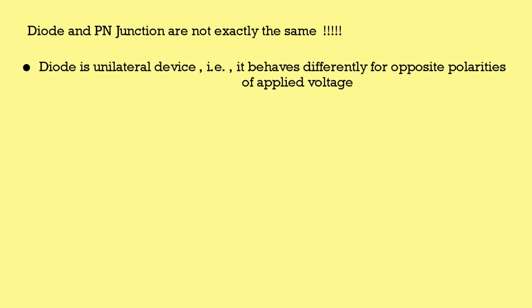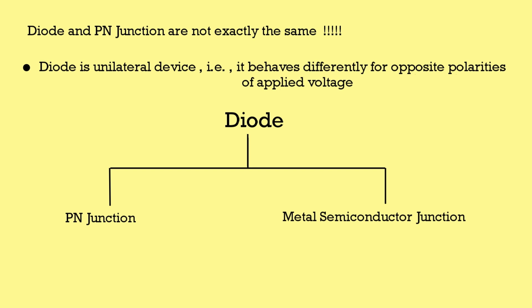I might have used the words diode and PN junction interchangeably, but they are not exactly the same. A diode is a unilateral device which ideally allows current in one direction and rejects the current flow in the reverse direction. But diodes can further be of different types, like metal semiconductor junction and PN junction. You have studied PN junction, which is a type of diode, but not exactly a diode.